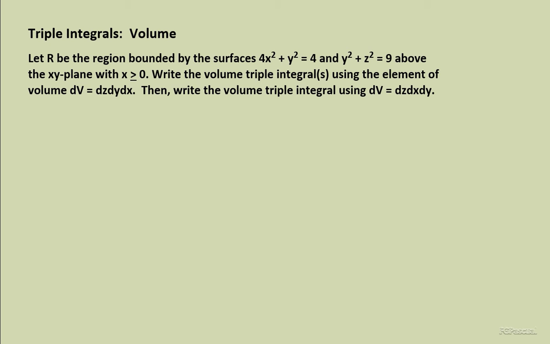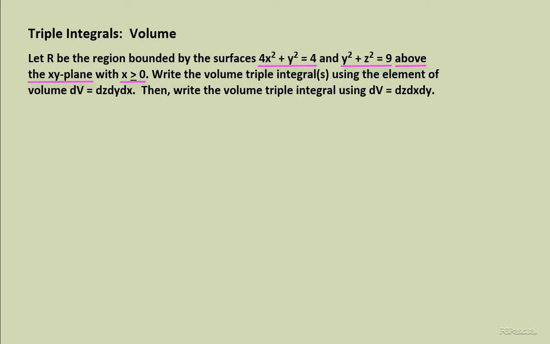In this lecture, we show how one can set up a triple integral as an expression for the volume of a solid bounded by given surfaces. The solid is the region bounded by the surfaces 4x squared plus y squared equals 4 and y squared plus z squared equals 9. It also lies above the xy plane with x greater than or equal to 0.